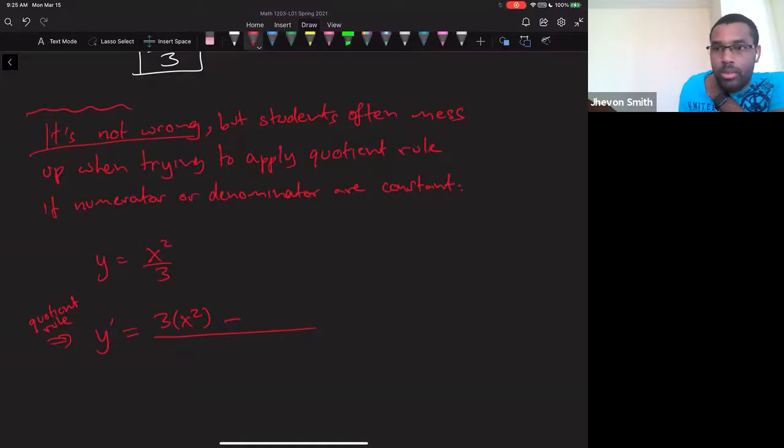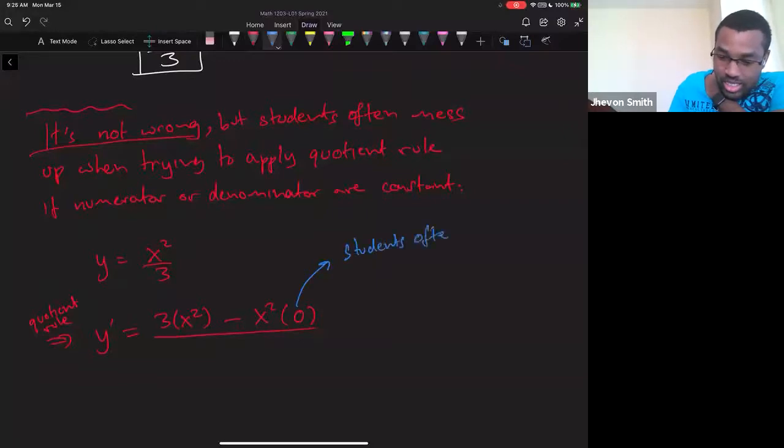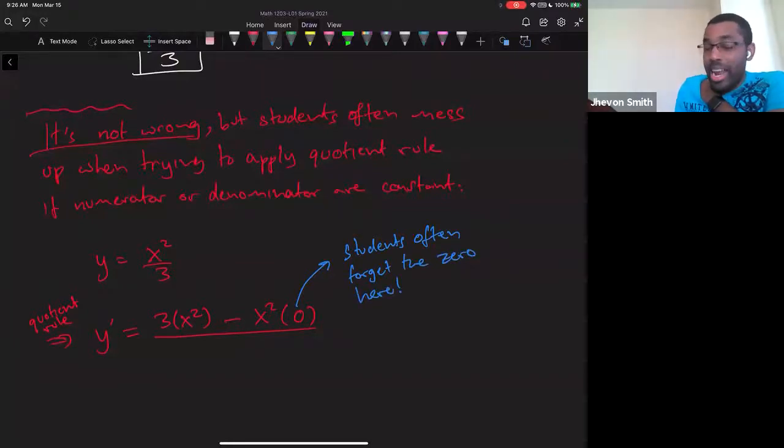What would that be here? X squared times 0. X squared times 0. Now, you didn't get it, so you probably won't realize this, but that's where the mistake often happens. I don't know why, but it happens all the time. Like, so often this happens.